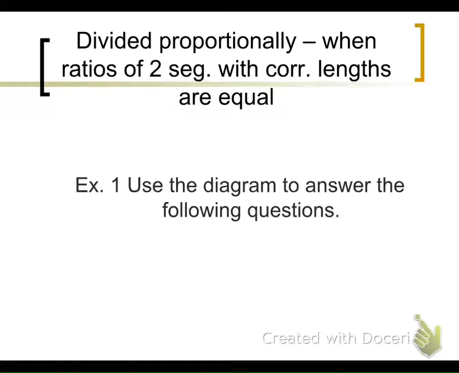Okay. We're going to do our first example. This is the directions, but it's actually on the next slide too. So we really don't need it there.